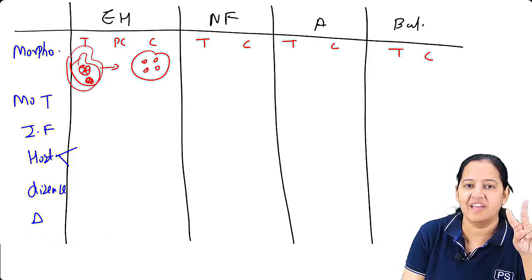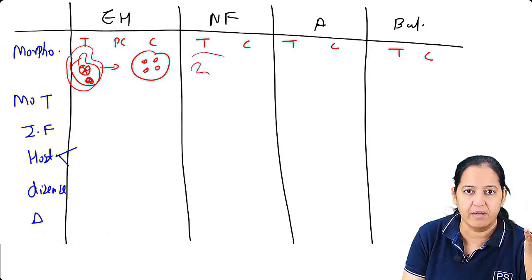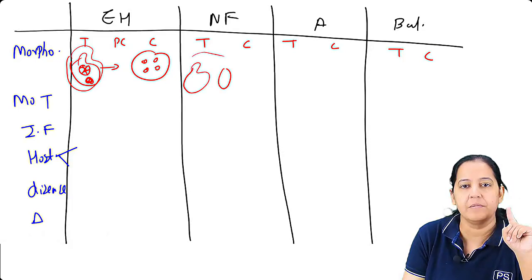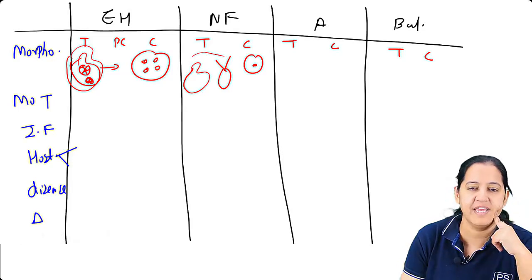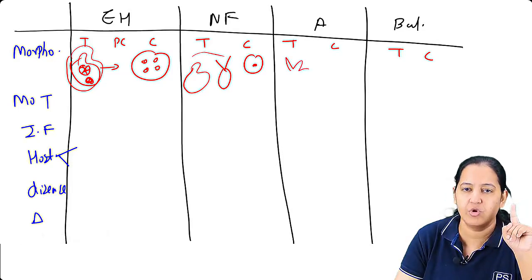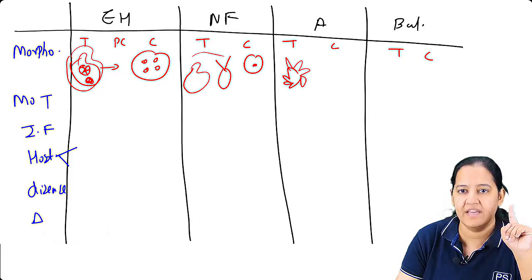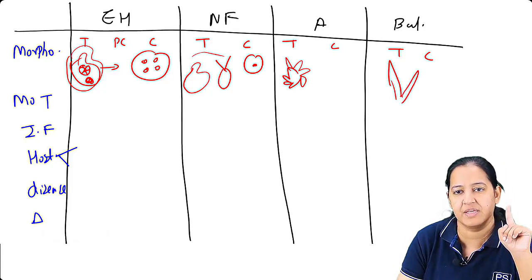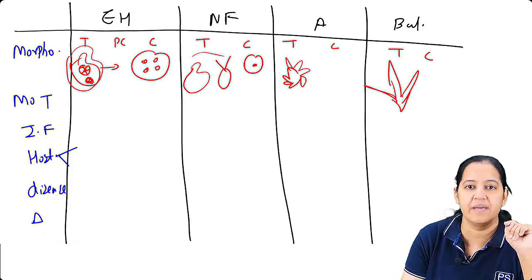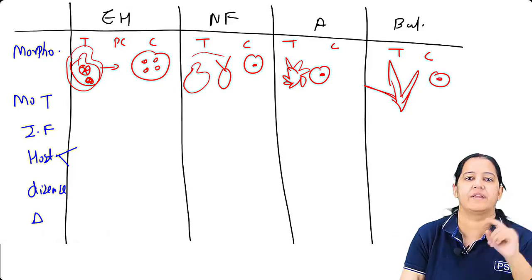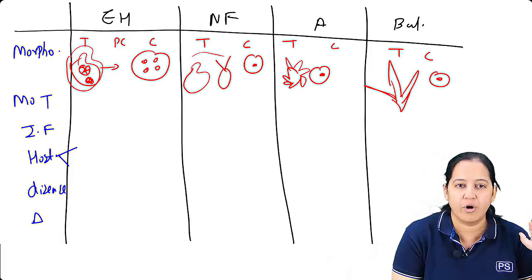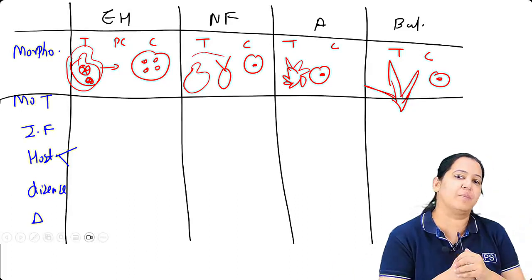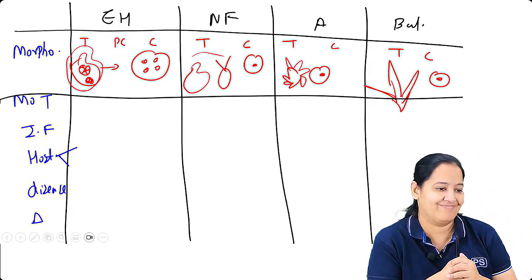Here we have two types of trophozoite. You can draw: this is your amoeba shape and this is flagellated. And the cyst is uninucleate. Here we have acanthopodia. And here we have branching in the trophozoite. Cyst is uninucleate. This is what I am expecting you to draw or learn. Keep it in mind so that when an image-based question comes, you can identify. Everyone say yes.